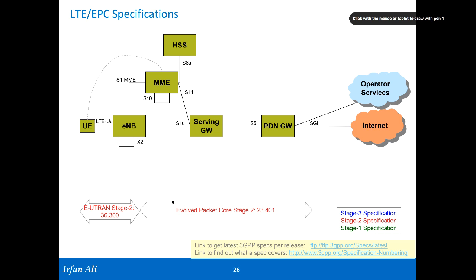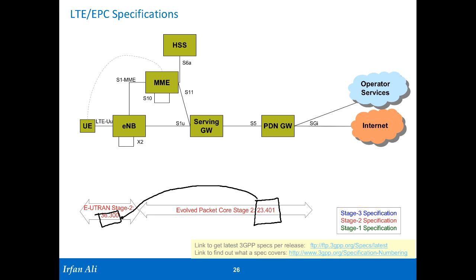As I said, for the stage 2 architecture specification for LTE, the key ones are 23401 and 36300. So if you're starting from scratch and you don't know anything about the system and want to learn at least the high level, these are the two specifications that you will try to pick up and read. Once you've figured that out, you would have figured out this architecture.